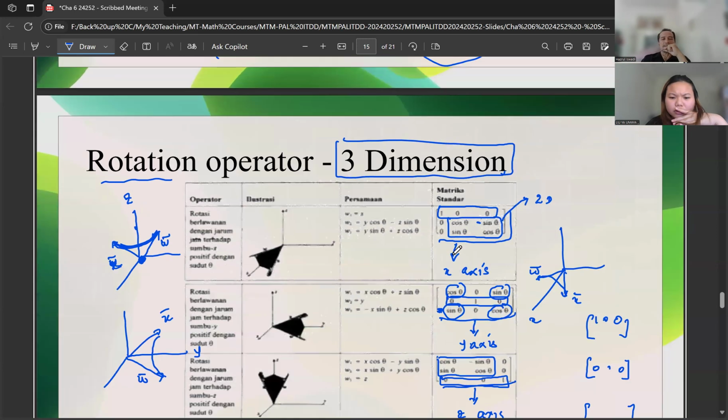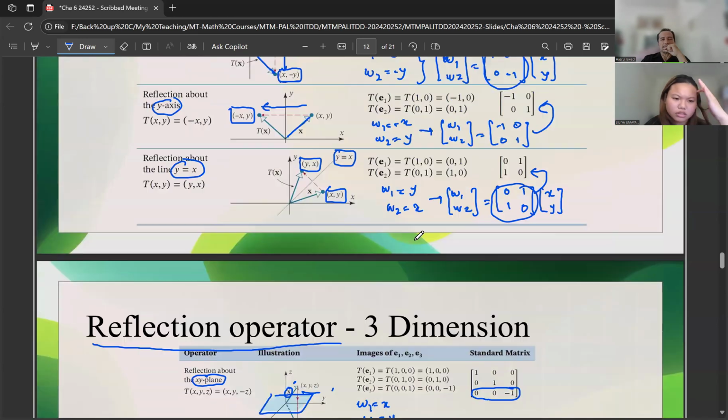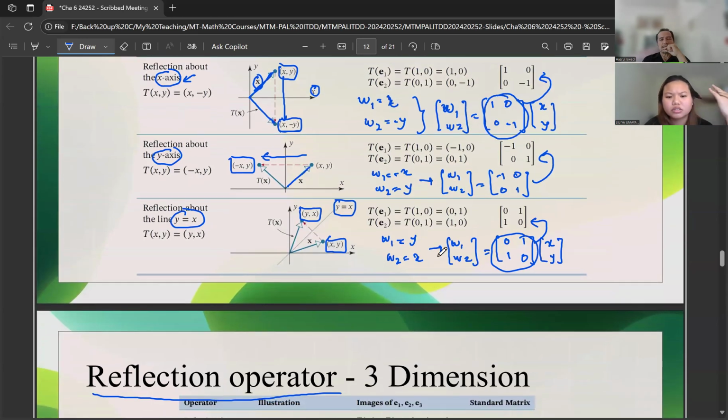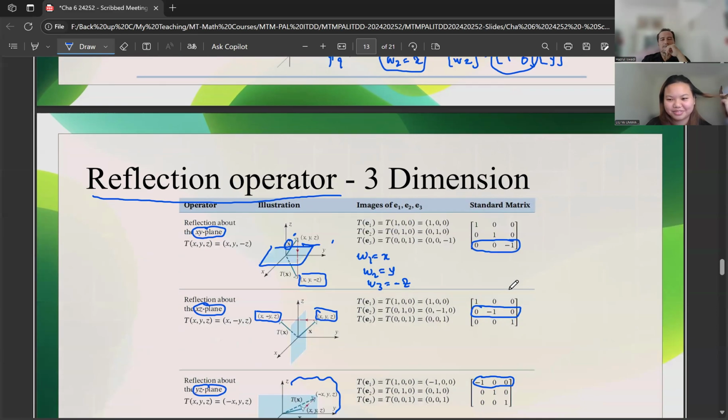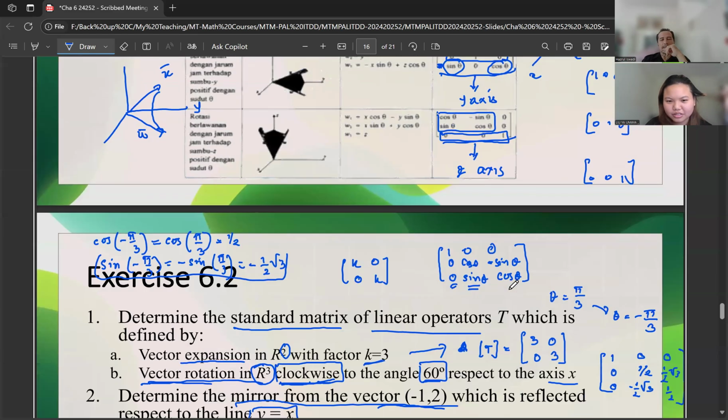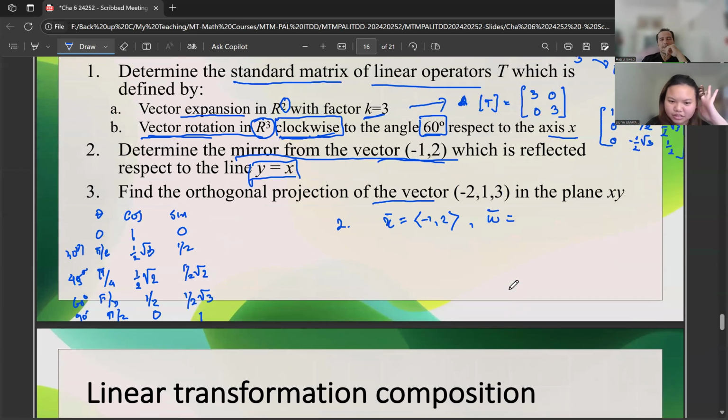Okay, so look at the principle here. X will be y here. Y will be x here. So this is 1, 0. So x will be y, and y will be x. So we have that the result will be 2, -1. This one.